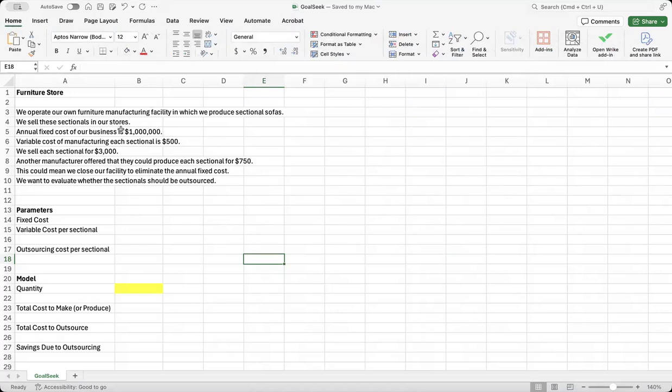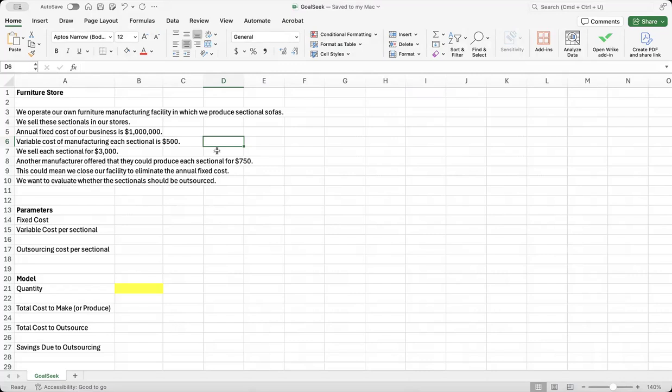So we have a furniture store. We are manufacturing our own sectional sofas. Our annual fixed cost of operating this business is $1 million. Each sectional we manufacture costs us $500 and we sell each sofa for $3,000.